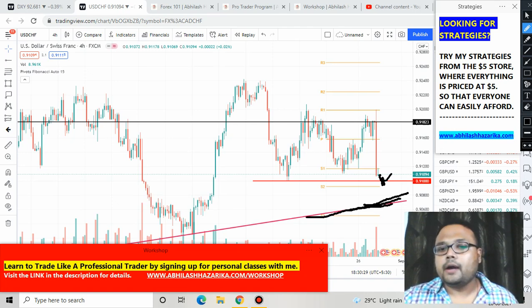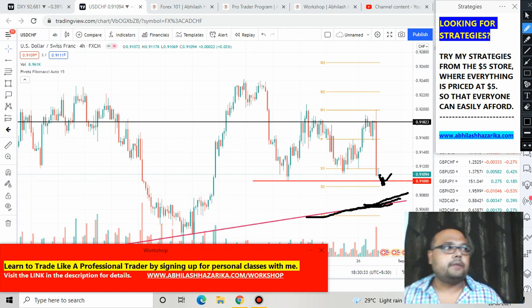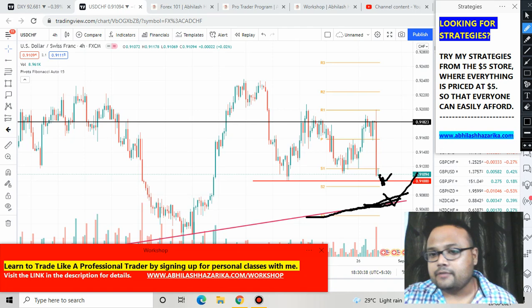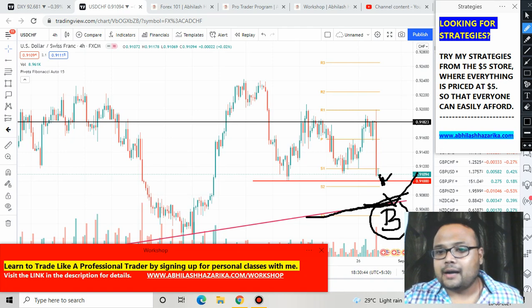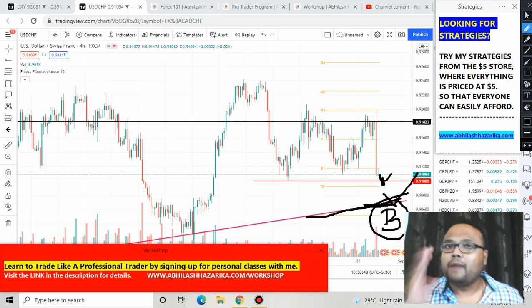When the market hits the trend line here, just observe the price and see how it is behaving. If you see that the price is respecting the trend line and bouncing from here, then you'll get a confirmation that yes, the market is respecting the trend line as a support, and then you can go for a buy order.